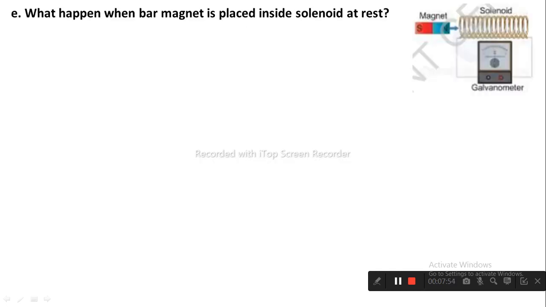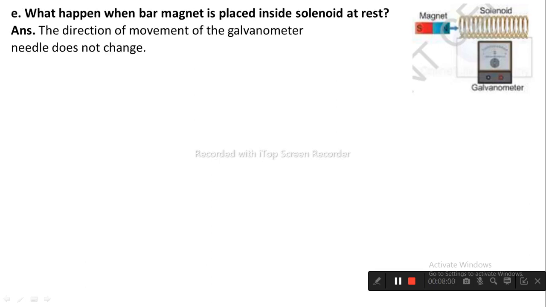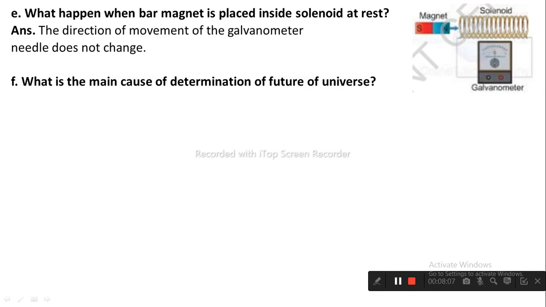So what happens when a bar magnet is placed inside the solenoid at rest? When the bar magnet is kept inside the solenoid at rest, the galvanometer needle does not move, so there is no change. What is the main cause of determination of the future of the universe? So the main cause of determination of the future of the universe is gravity.